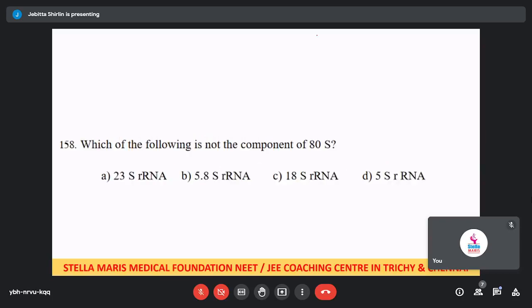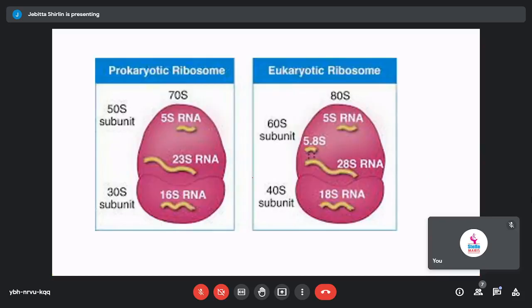Which of the following is not the component of 80S? Option: RNA. 80S unit of rRNA, which is ribosomal RNA. You should know what this RNA is. RNA is ribonucleic acid. So you have two different categories of RNA, one in the prokaryotes and the other in the eukaryotes. I will just show you the picture, and you will come to a conclusion.